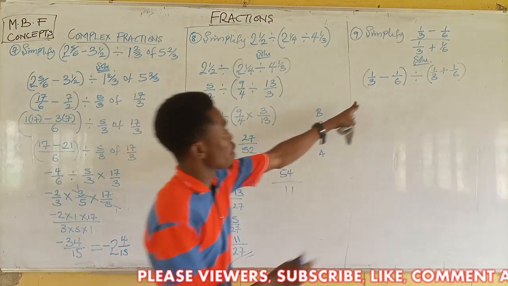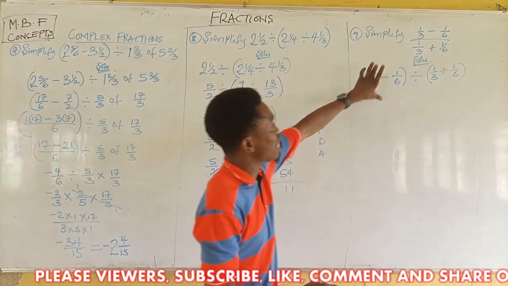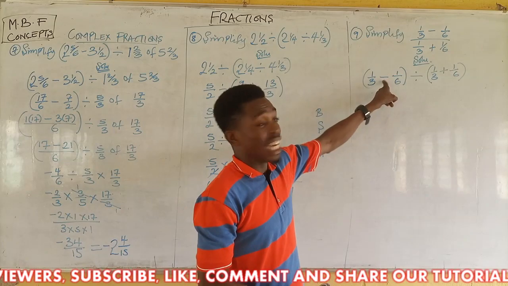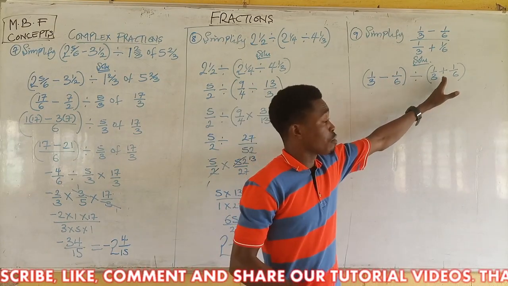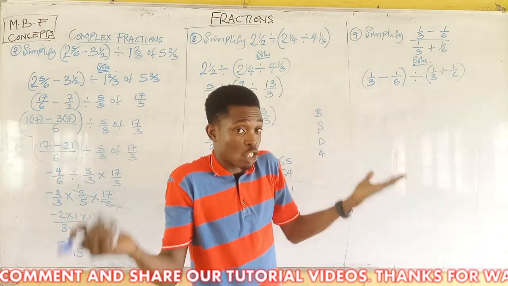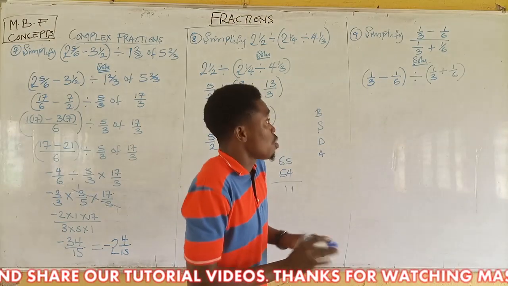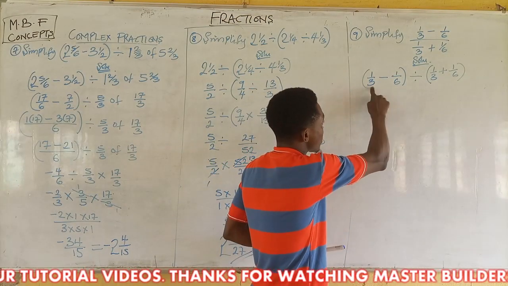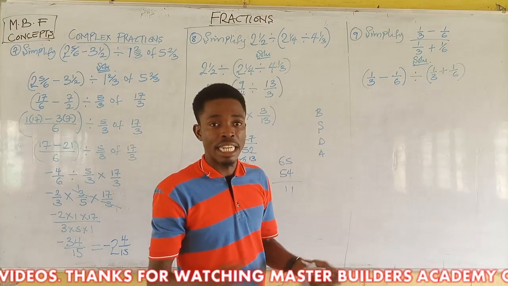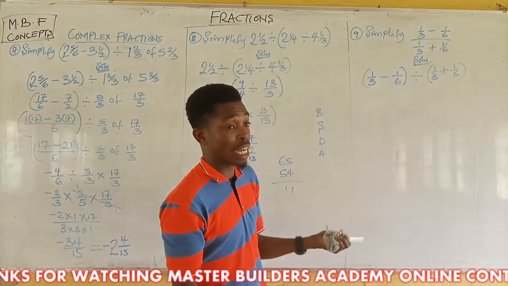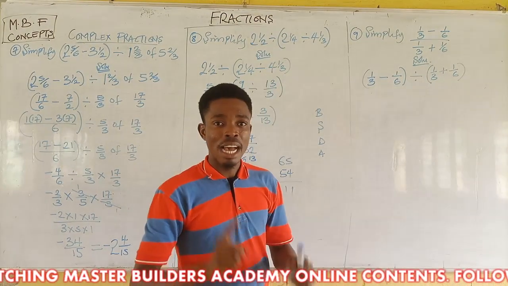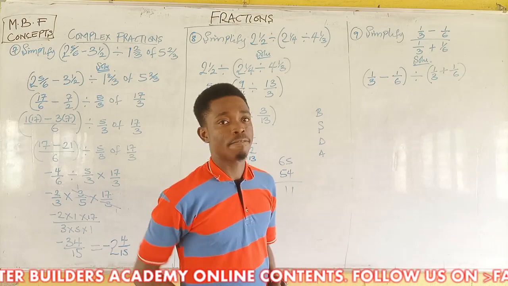Now, at this point, we are going to start from the bracket. The first bracket has a negative sign, while the other one has a positive sign, both additions and subtractions. These are what we have here now. So what do we do? We simply find the LCM of 6 and 3 in the first bracket, and the second bracket is also 6 and 3.